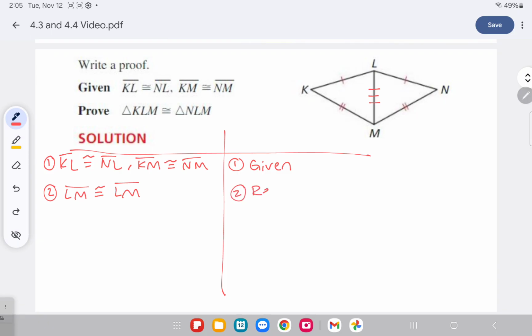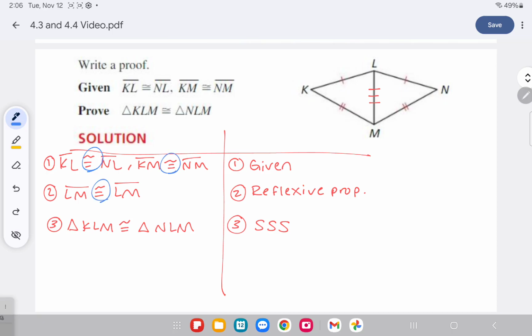Anytime two triangles share a side, you can always say that that pair of sides are congruent by the reflexive property. And so now that we've shown that all 3 pairs of sides are congruent, we can say that the two triangles are congruent. And instead of our reason being definition of congruent triangles, our reason is side, side, side. We proved that all 3 pairs of sides are congruent. Therefore, the triangles are congruent by side, side, side.